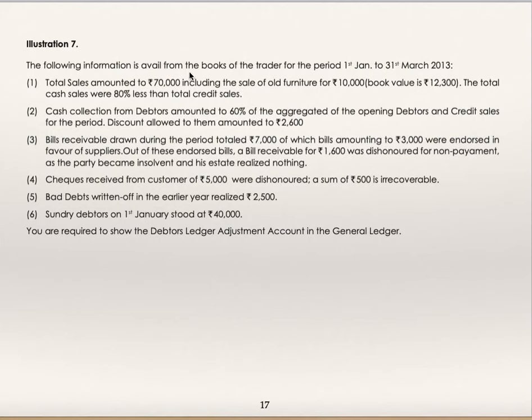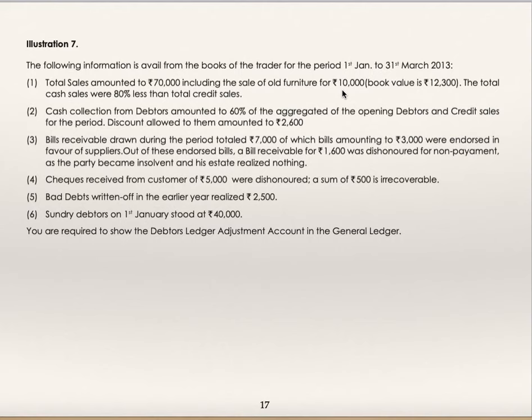The following information is available from the books of a trader for the period 1st Jan to 31st March 13. Total sales amounted to 70,000 including sale of old furniture 10,000, book value of which is 12,300. The total cash sales were 80% less than total credit sales. You don't have to bother about sale of furniture, sale of asset. Total sales 70,000 include sale of furniture 10,000, so sale of goods would be 70 minus 10, 60,000.